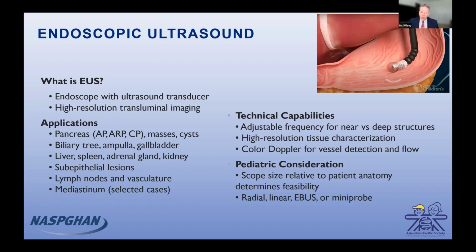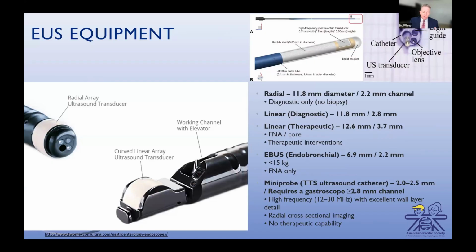Pediatric considerations: scope size relative to the anatomy determines the feasibility of doing ERCP in kids. There's the radial transducer, the linear, the EBUS, as well as the new mini probe. As for the EUS equipment, a radial ultrasound transducer has radial cross-sectional imaging. When you look at those images, it's like a CT scan, whereas a linear transducer has a different approach.